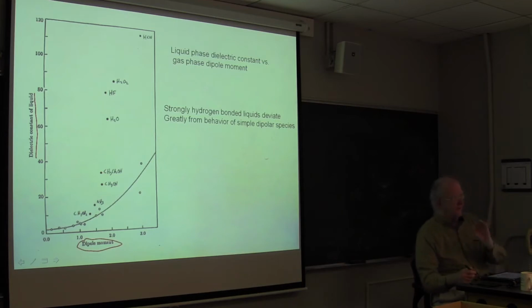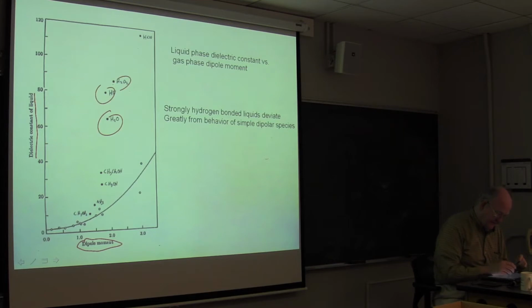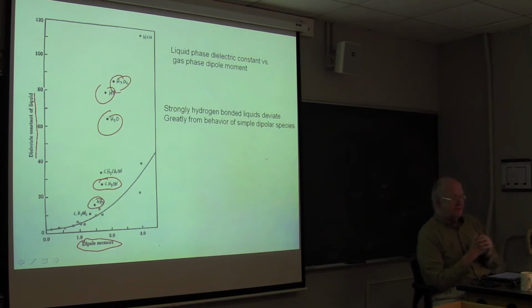The dipole moment is a gas phase property. It's a property of individual molecules in a gas phase. The dielectric constant is a property of the molecules in the liquid state when they're much, much, much closer together. For simple, non-hydrogen bonding liquids, there's a nice regular relationship shown by the open circles between the dielectric constant of the liquid and the dipole moment of the gas. But when you get into molecules like water, like HF, like hydrogen peroxide, like methanol, like ammonia, there's a great deviation between these two properties, which is telling you that in the liquid state, there's something very different going on between the molecules than what's happening to the molecules in the gaseous state.